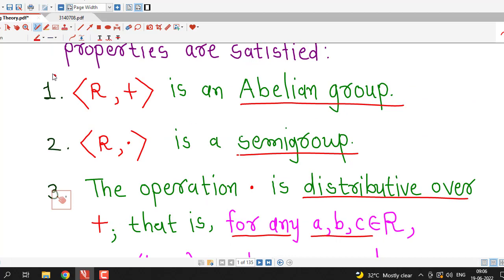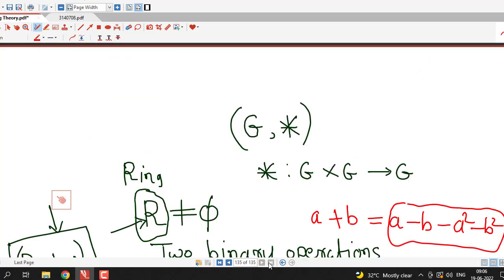And again we recall that in this first condition, we have to check the properties for a group. The first is the closure property, then the associative property, then existence of identity, existence of inverses, and the commutative property, that is, A plus B equals B plus A. Here the operation is denoted by the plus notation. So let me repeat these things also.